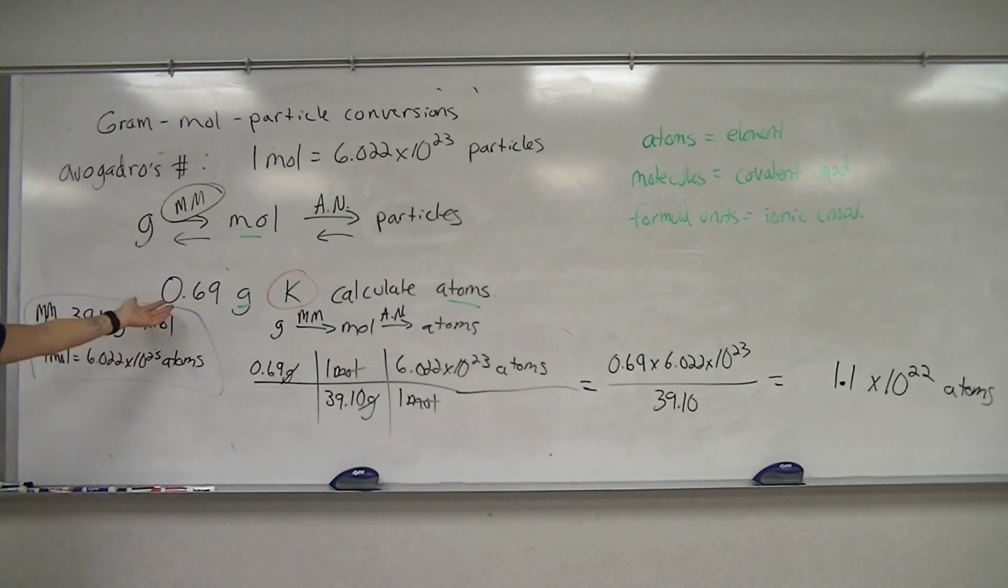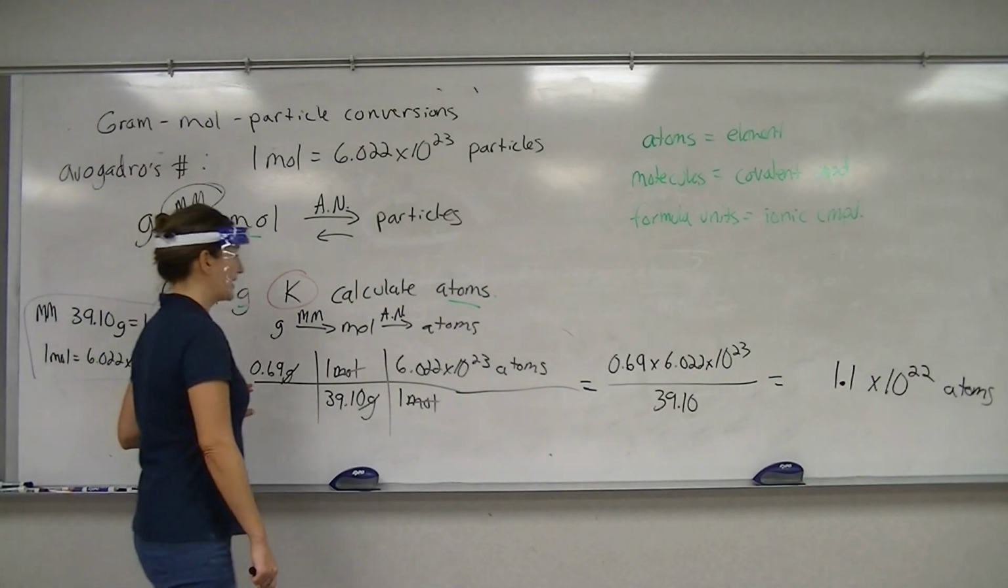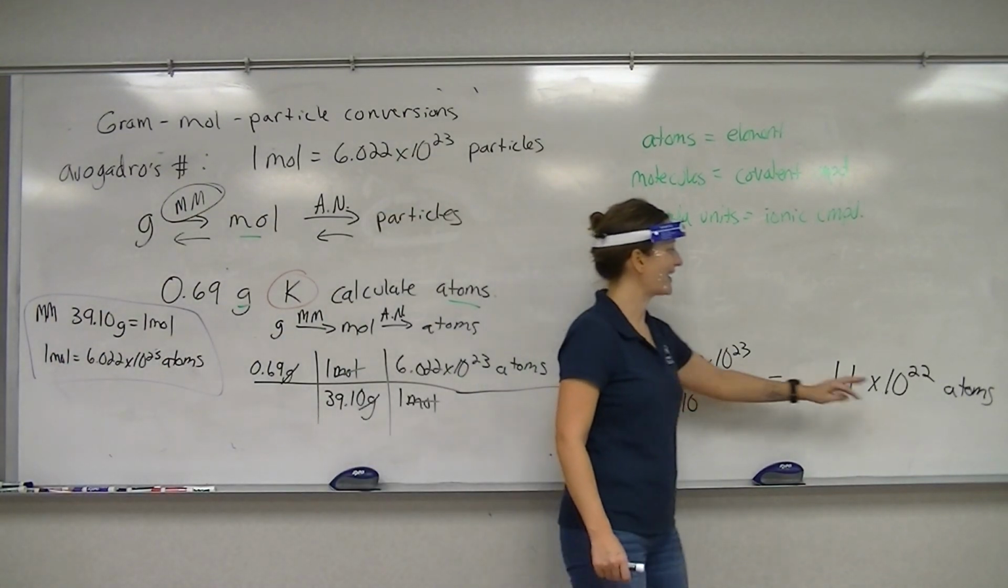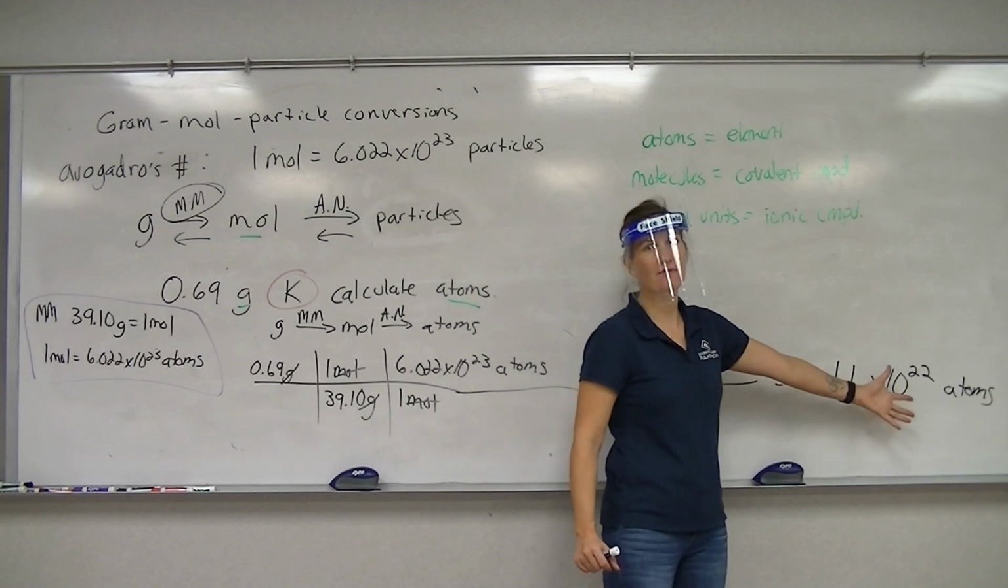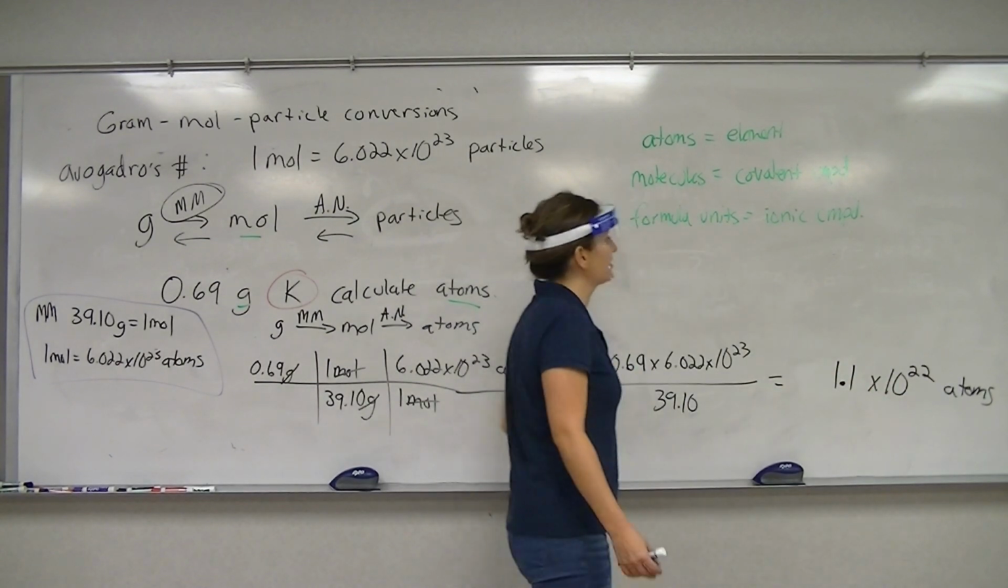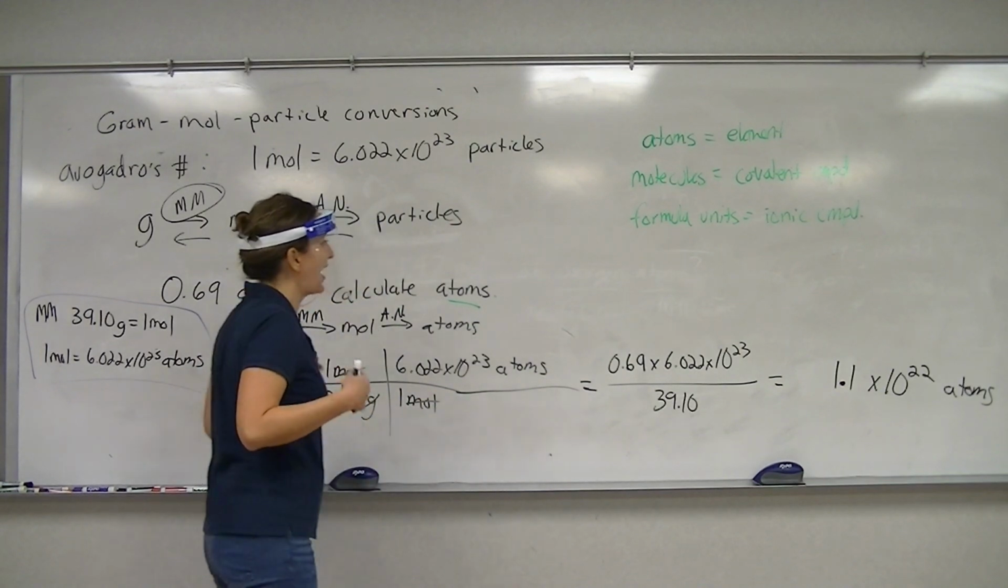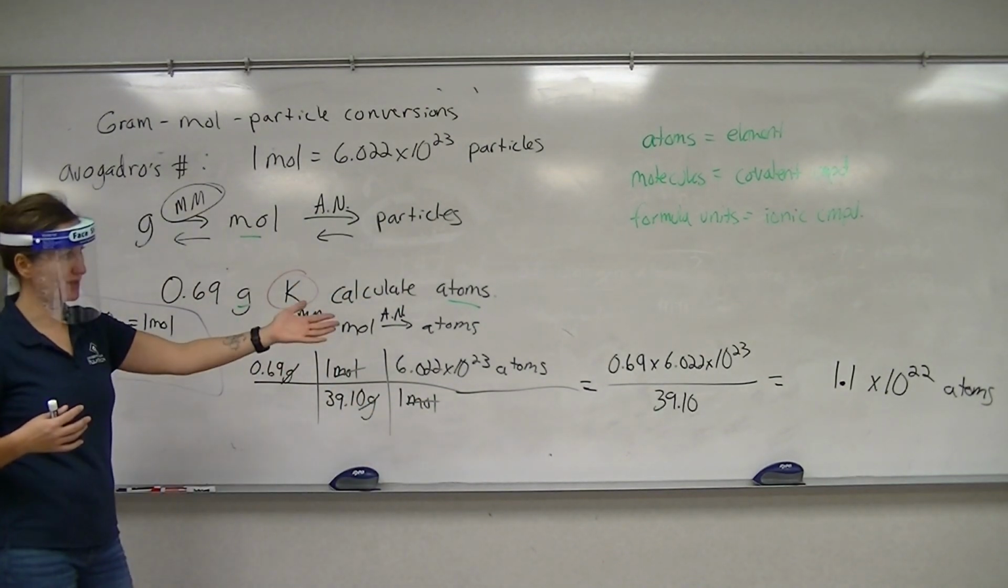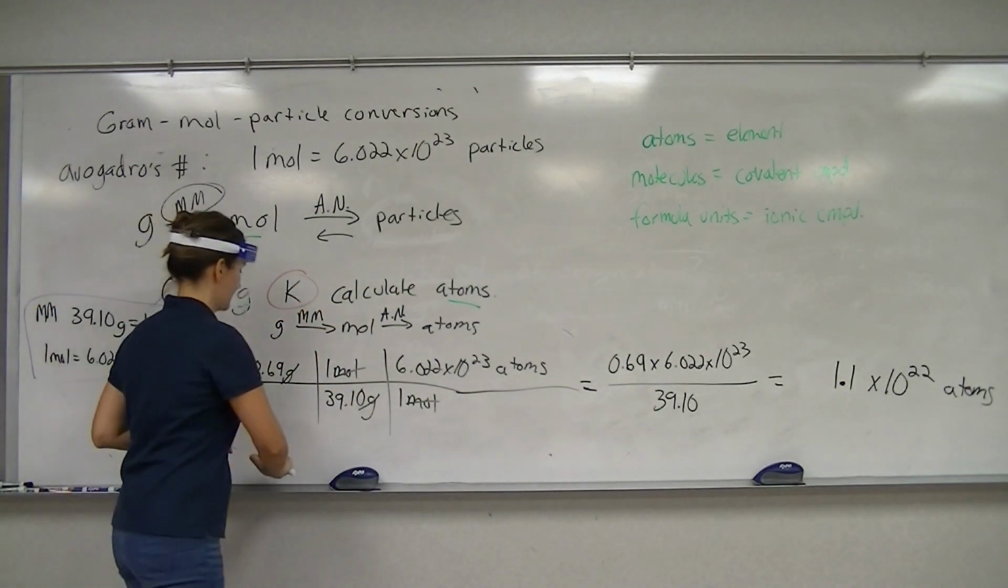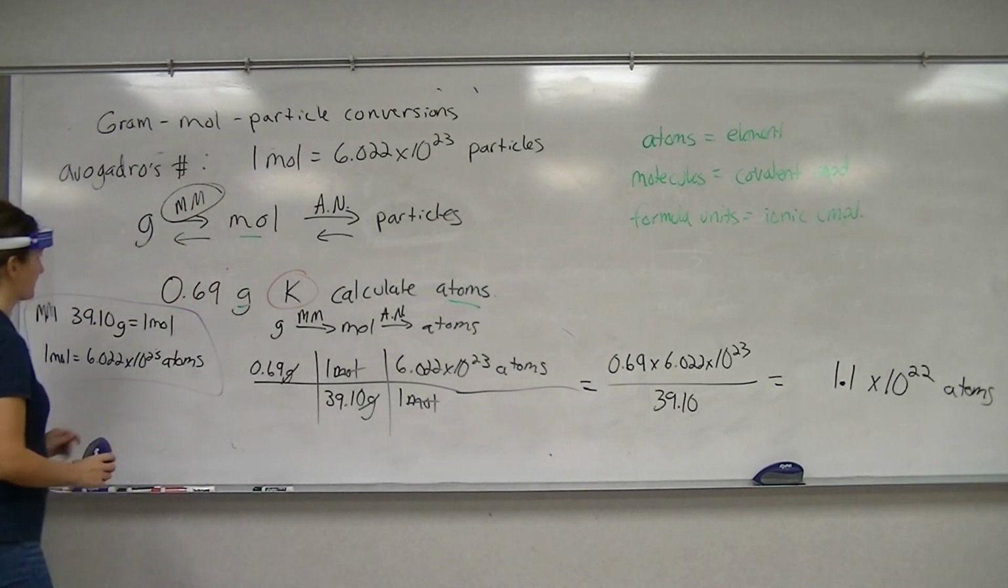So what this is saying, if I measured out 0.69 grams of potassium on the scale, by doing this calculation, I can figure out exactly how many atoms of potassium I have, which is actually pretty cool. Because otherwise, the only other way to figure that out would be to get a high-powered microscope and count them, and no one wants to count that high. Something's going to be messed up along the way.